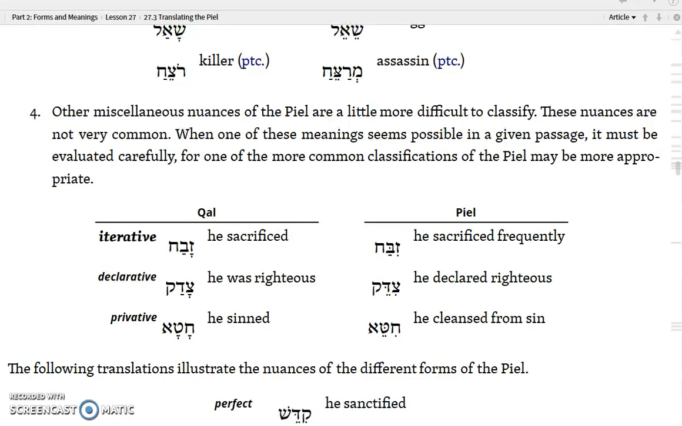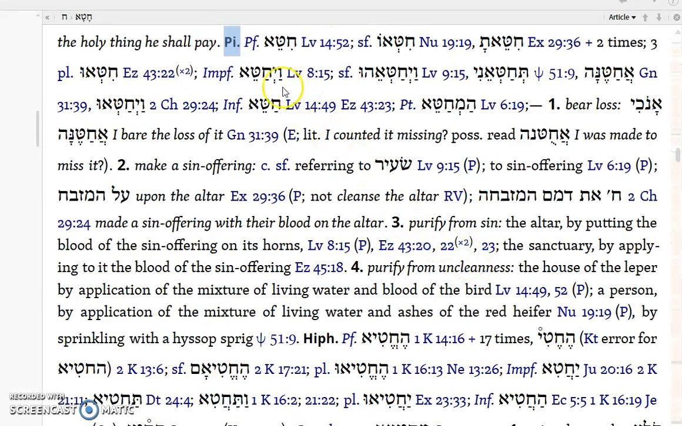Now, in the case of some of these rarer meanings, you'll need to go to Brown Driver Briggs and just look up and see what the Piel meaning of it would be. So the Piel of chata is: one, to bear loss; two, to make a sin offering; three, to purify from sin; four, to purify from uncleanness. Well, anyway, we'll continue in the next video.